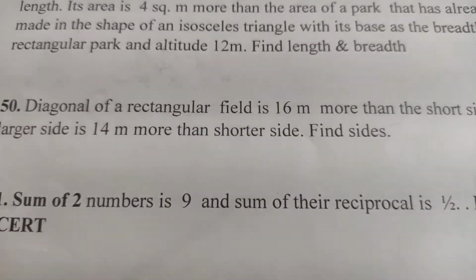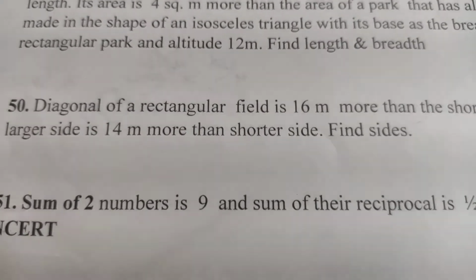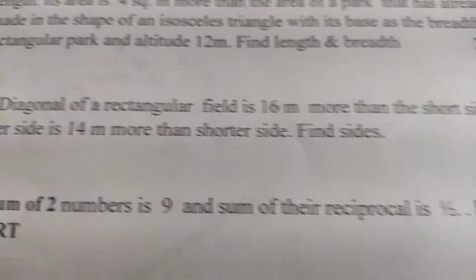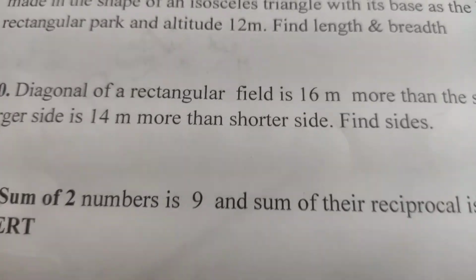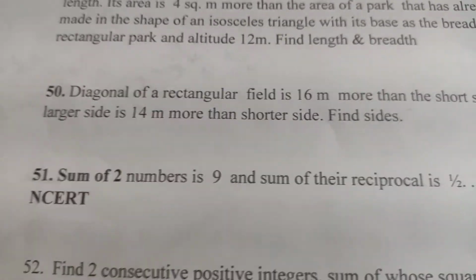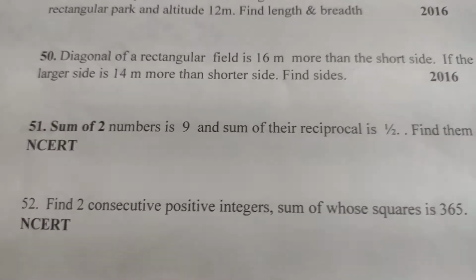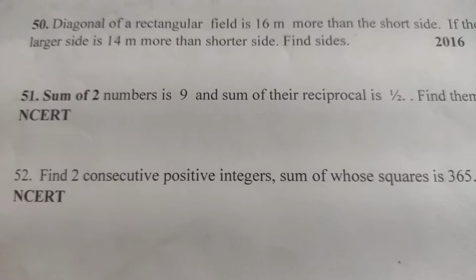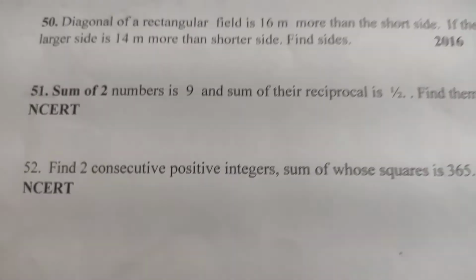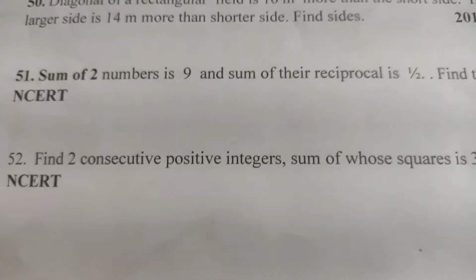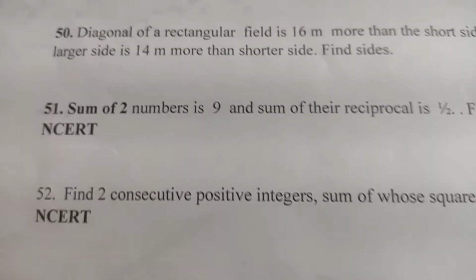Question number 50. Diagonal of a rectangular field is 16 meters more than shorter side. If the larger side is 14 meters more than shorter side, find the sides. Question number 51. Sum of two numbers is 9. Sum of the reciprocals is 1/2. Find them. Asked in NCERT. Find two consecutive positive integers, sum of whose squares is 365, again from your NCERT.